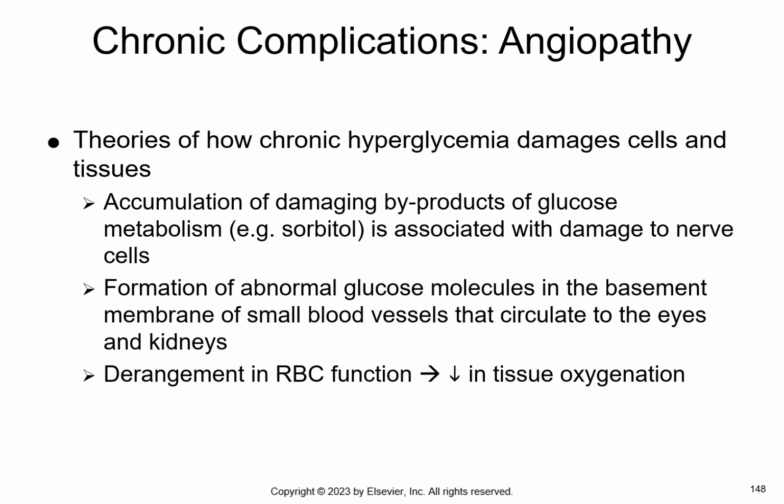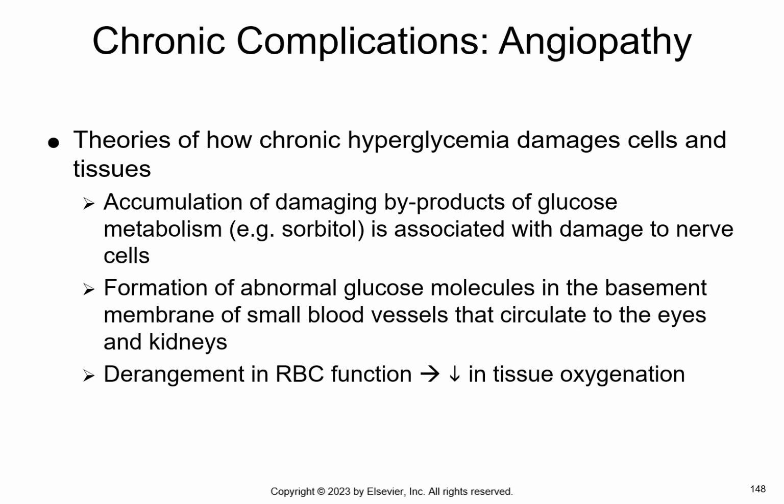There are several theories as to how and why chronic hyperglycemia damages cells and tissues. Possible causes include, first, the accumulation of damaging byproducts of glucose metabolism, such as sorbitol, which damage nerve cells. Second, the formation of abnormal glucose molecules in the basement membrane of small vessels, such as those that circulate to the eyes and kidneys. Third, a problem with RBC function that leads to a decrease in tissue oxygenation.